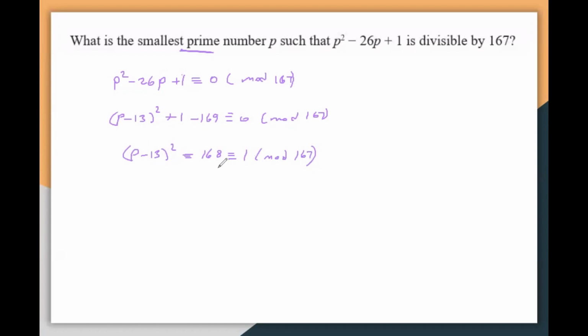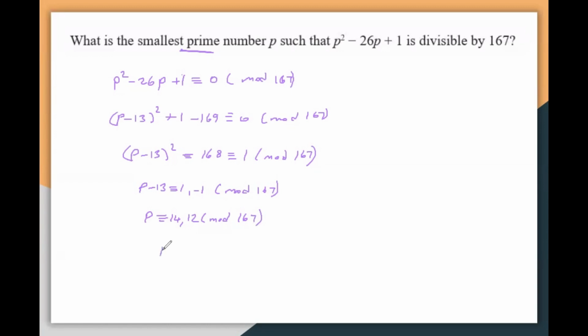So now think about this: what number should I square so I can get 1 mod 167? The inside, p minus 13, could be 1 or negative 1, because 1 squared is 1, and negative 1 squared is 1 as well. So either one does work, mod 167. If you add 13 to both sides of the congruence, p would be 14 or 12 mod 167. Meaning that p is a prime number that is 14 more than a multiple of 167, or 12 more than a multiple of 167.